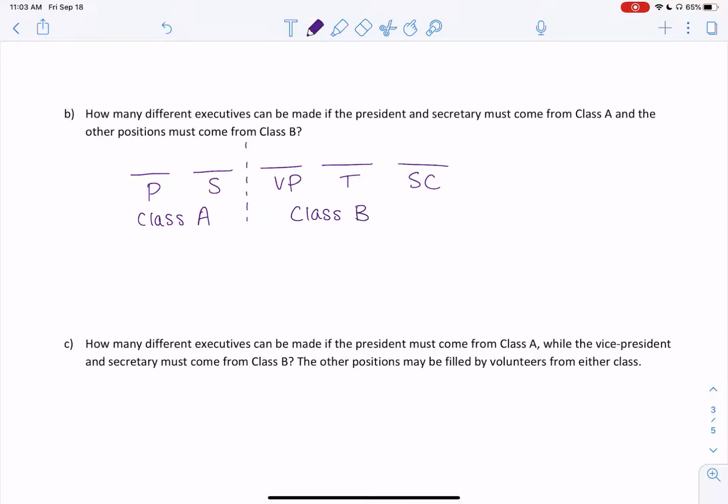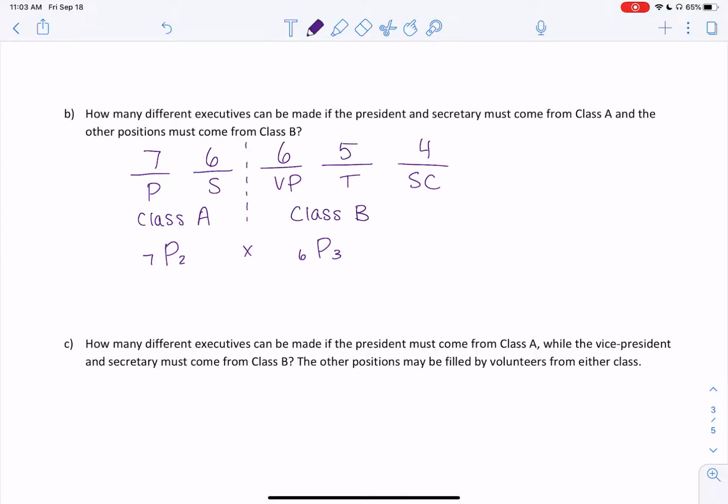So again, class A has 7 people. So for that first position, there are 7 options. Then for the second one, there are 6 options. Similarly, for class B, they have 6 people. So for the first spot, they have 6 options, then 5, then 4. So now let's put together our permutation formula for each of these situations. So for class A, we had 7 people with 2 spots. And then for class B, we had 6 people with 3 spots.